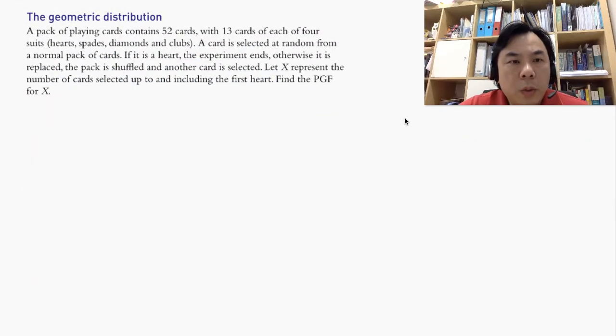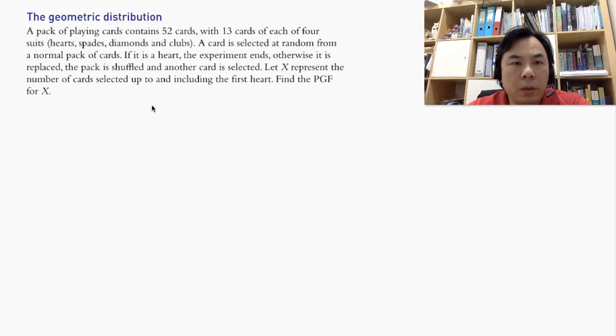Alright, now next we're going to look at the geometric distribution. Now our objective is still the same. We're going to create the probability generating function that represents a geometric distribution here. Right? Let's read it through.